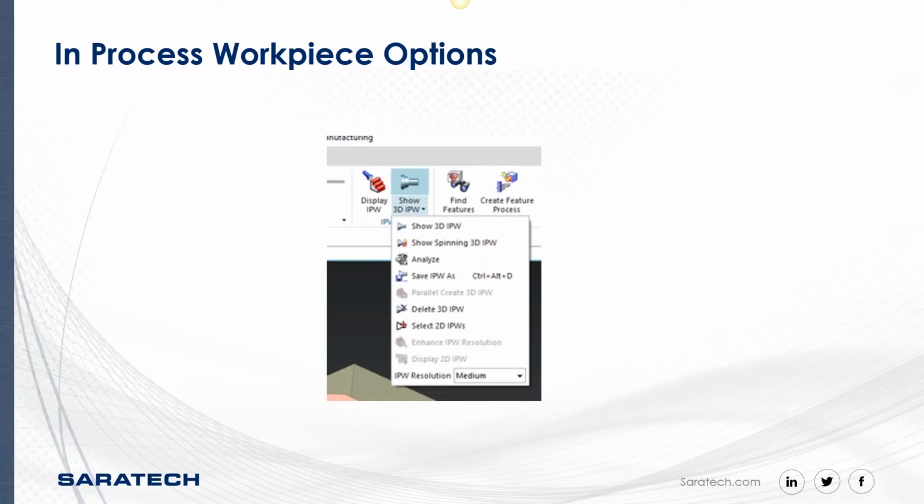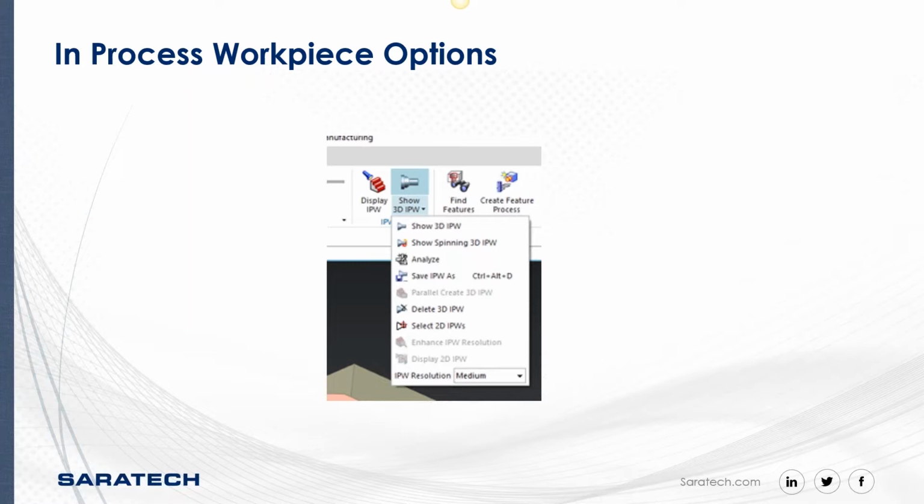Now, some of the in-process workpiece options we have in the ribbon in the center there, you'll see Display IPW. You can hit that at any time and see the current condition at the operation you've selected. If no operations are selected, it'll go through all the operations and give you an in-process workpiece. In the Show 3D IPW dialog dropdown, there are several different options. Show 3D IPW is just going to show the original condition of the in-process workpiece. For lathe work, it'll show the 3D spinning IPW. Analyze allows you to actually measure stock and what you have left. It'll give you color coordination. And if you click on the model, just like in verification, it'll show you exactly how much material you have left.